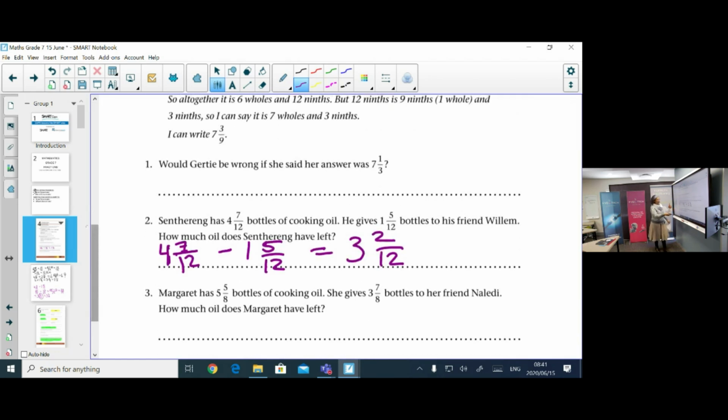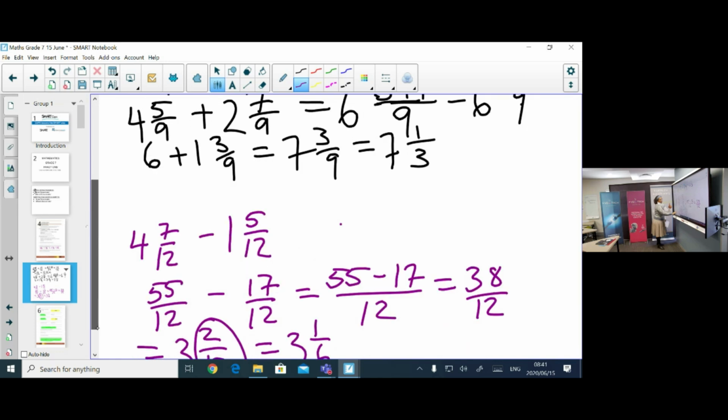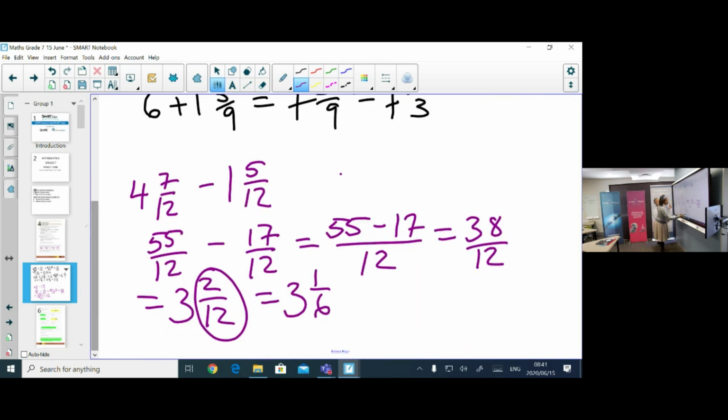The number we got here was 3 and 2 over 12. And this, if you go back, 2 into 2 once, 2 into 12, 6. Similar to the number that we got here, which is this one here. So you can do it the long way or the short way.